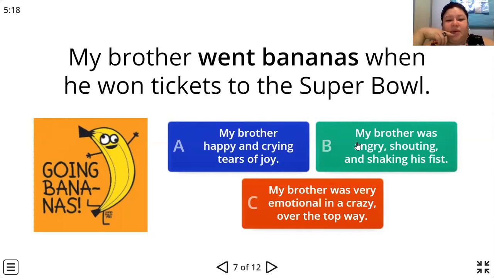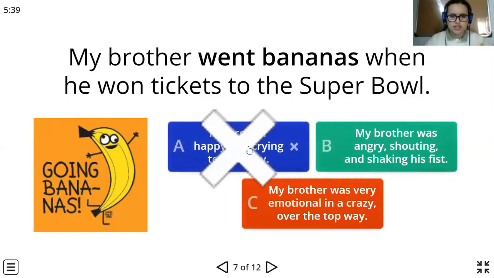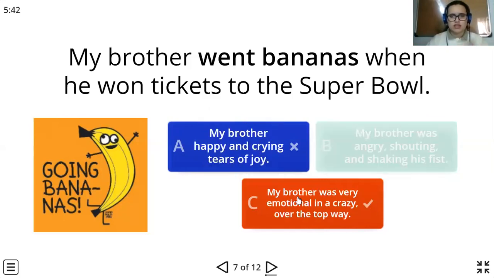A or C. It says, my brother went bananas. You went bananas, exactly. My brother was happy and crying tears of joy. My brother was angry, shouting and shaking his fist. Or my brother was very emotional in a crazy over-the-top way. What do you think? Give me an option, A or C. Maybe A. I think A. Ah, letter C. You were right actually at first.